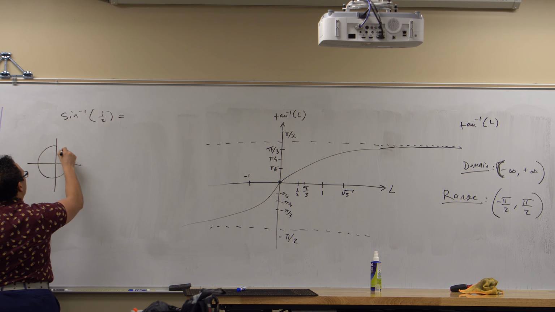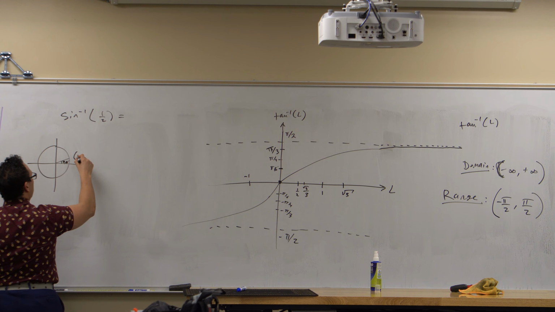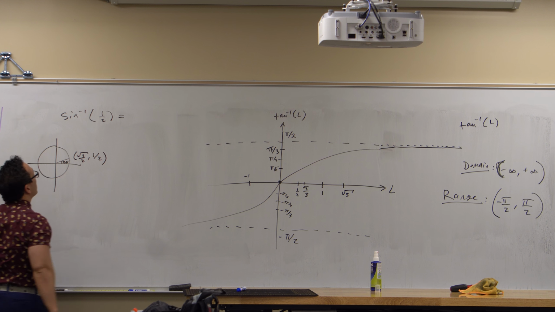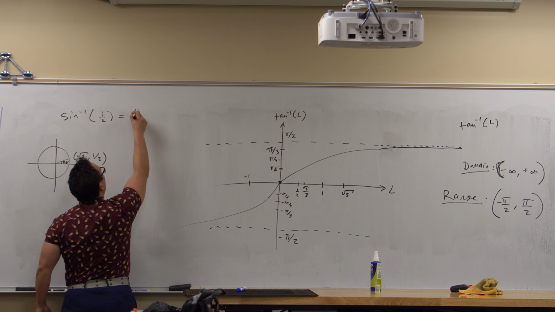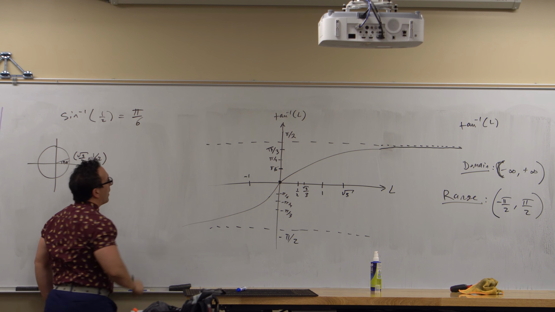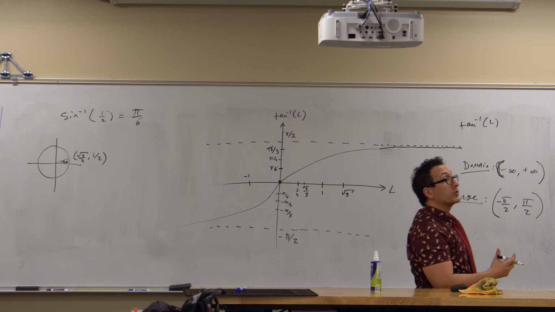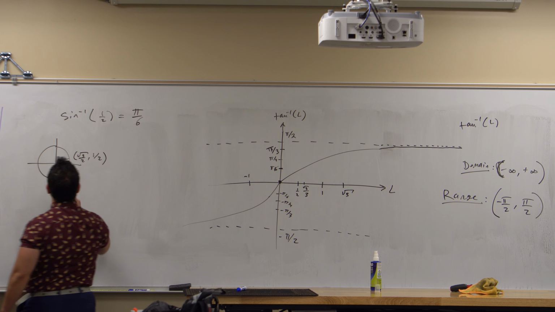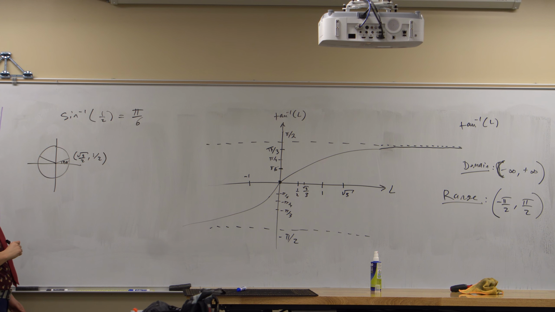Let's look at our unit circle. We'll notice that at pi over 6, our cosine is root 3 over 2, and our sine is 1/2. So sine inverse of 1/2 spits out the angle pi over 6, for sure. But that is not the only time sine has a value of positive 1/2. Notice that if we go over here on this side, at this angle, what would that angle be?